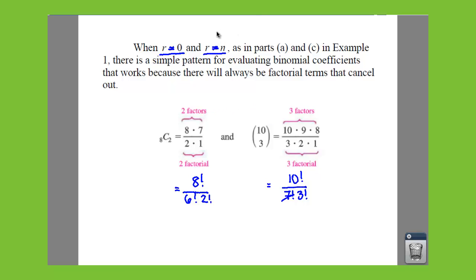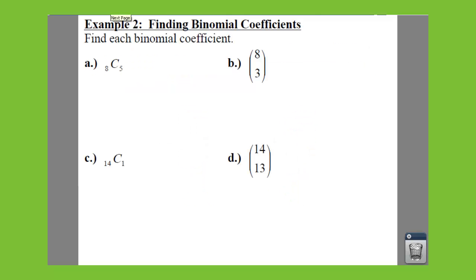So actually, I lied. Let's undo this up here. When they are not equal to each other, that's what I meant. There's a shortcut. When they are equal to each other, then you just get a 1. So I was thinking wrong. My apologies. Kind of. Alright, so let's try to use a little shortcut here.